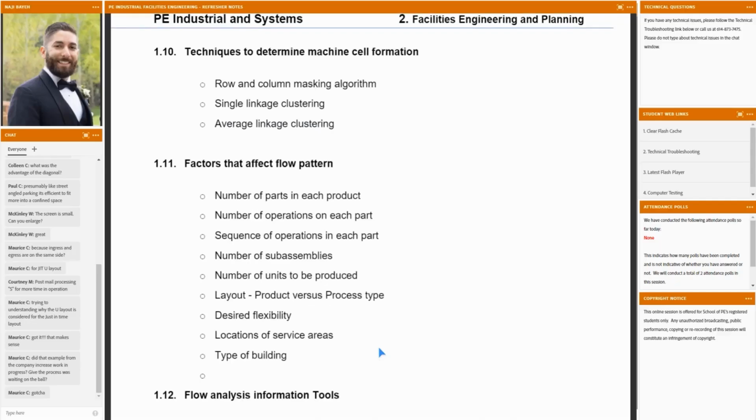So, techniques to determine machine cell formation. A couple of different techniques to be able to figure out how to set up your formation. You can have a row and column masking algorithm. You can have a single linkage clustering, and you can have an average linkage clustering. Now, I'd like to explain these during the example problems as we go through them. I think that's the best way to do it. So I'll keep that for then, and then we'll move forward.